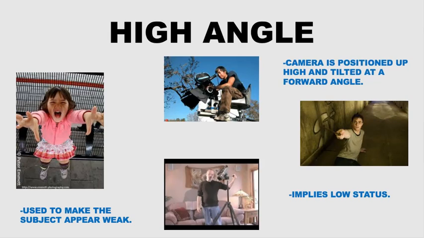The camera needs to be tilted forward to achieve this shot. And what this does is imply that the character has low status, and it makes whatever you're filming look weak. And I think those are 2 good examples. We have the little girl who's very upset, and our Harry Potter character who's been knocked down and is pretty much flat on his back and trying to defend himself. So these are 2 very good examples of what a high angle shot should look like.